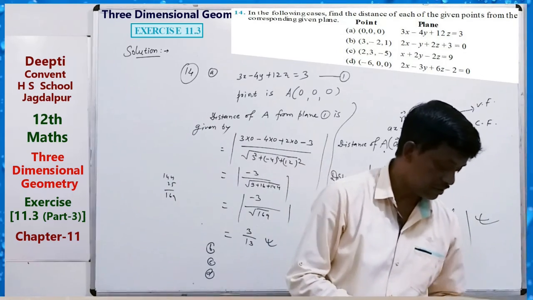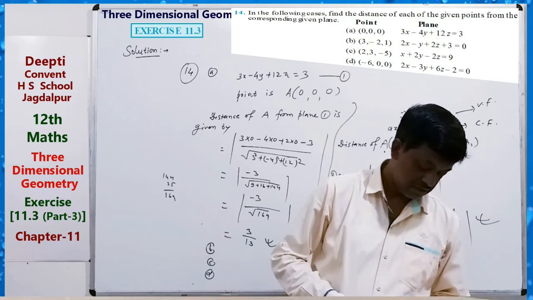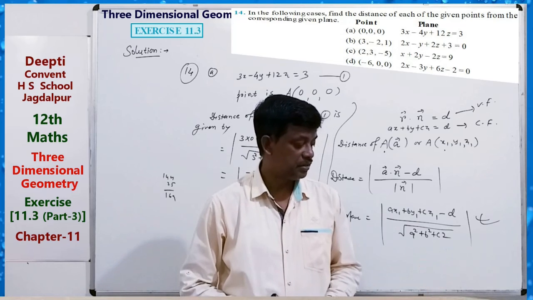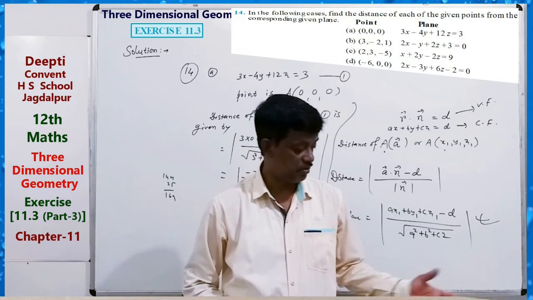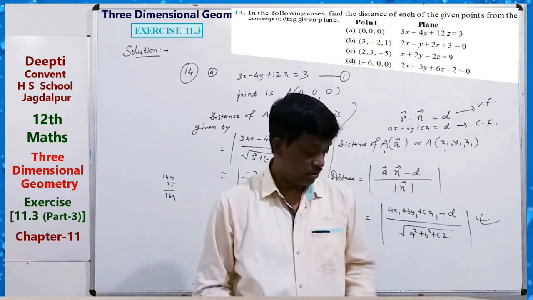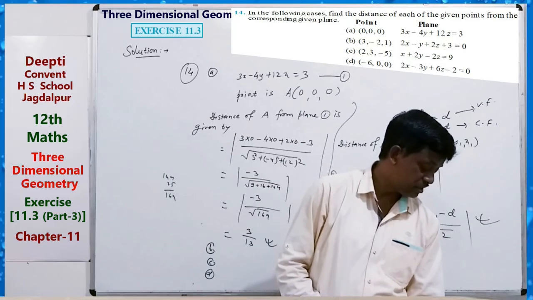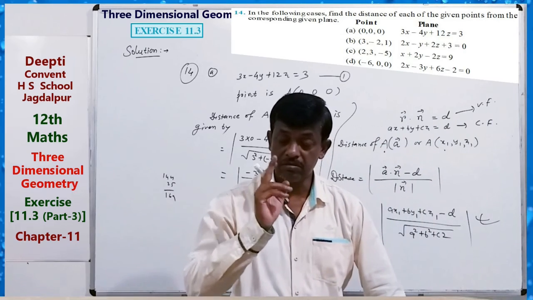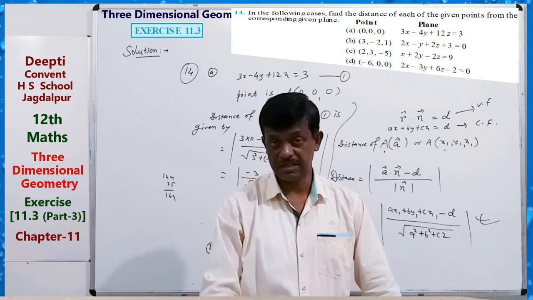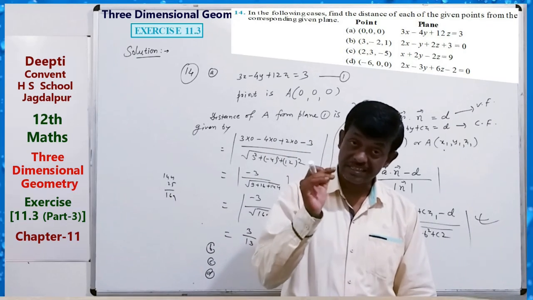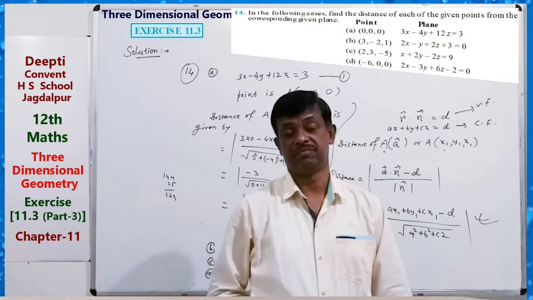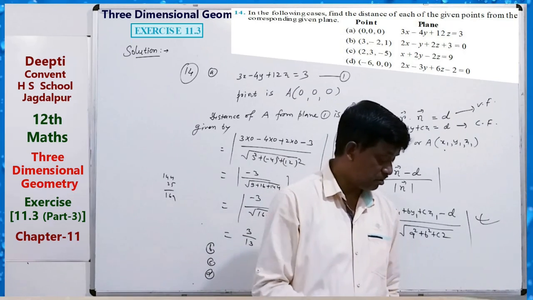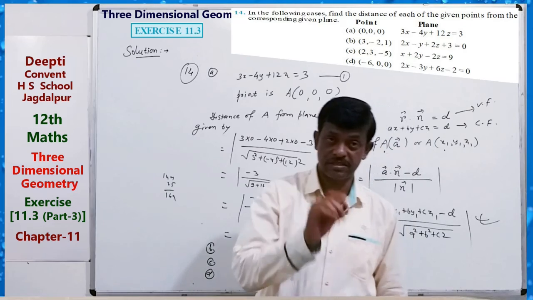Okay. So this completes the exercise 11.3 of your three-dimensional geometry chapter. There is also a miscellaneous exercise and miscellaneous examples. You have to do all the questions from the miscellaneous exercise, and the miscellaneous examples are very, very important for the exam. In the next class, I will discuss some of the questions from the miscellaneous exercise.